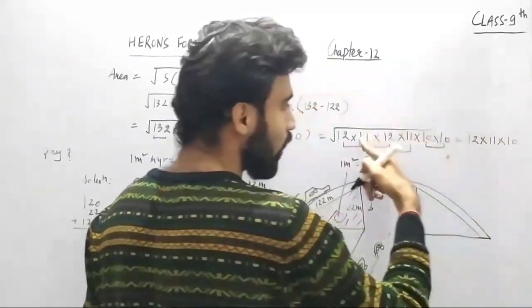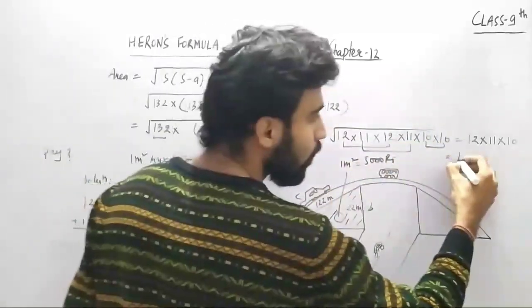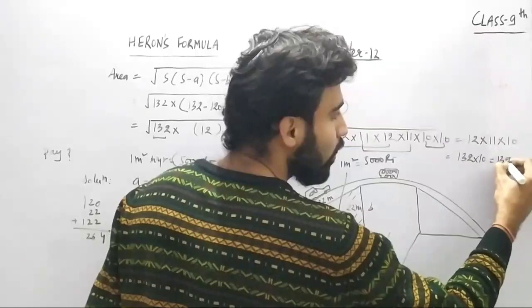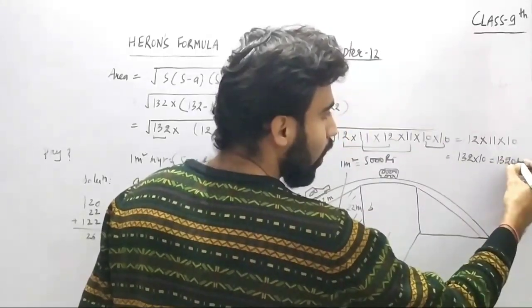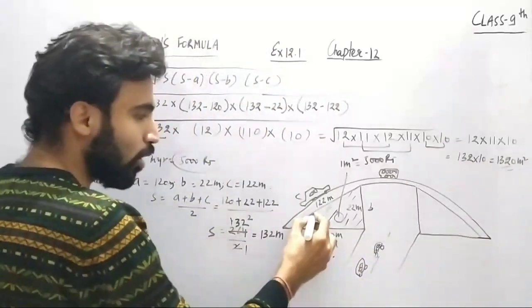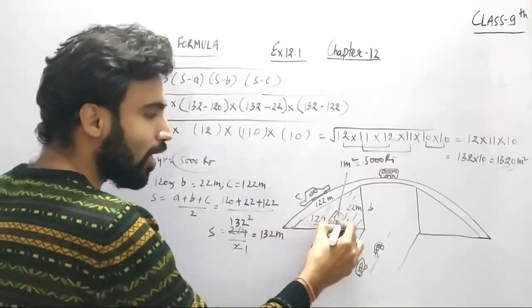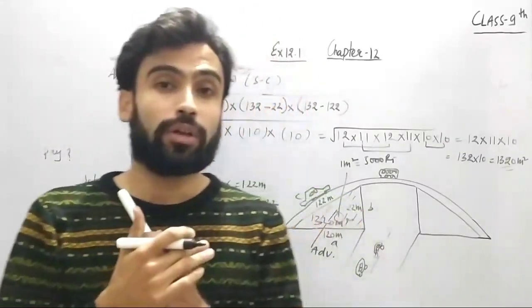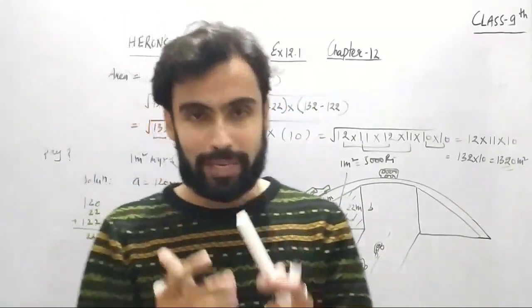Now 12 into 11 we have seen is 132, so that will be 132 into 10, which is 1320, right? We know that it is in meters, so that will be 1320 meter square. So here we have the area of the complete wall, the triangular wall on which the advertisement is going to be placed.